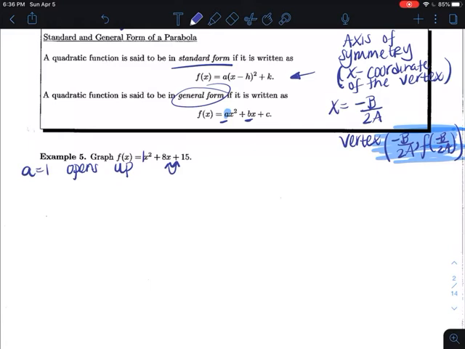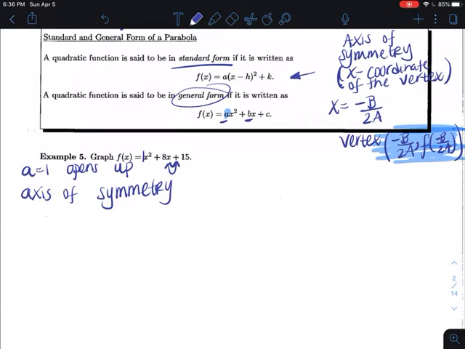Now we want to find the vertex. We can't just look at the equation and identify the vertex. We have to use the axis of symmetry. So let's go to the next step, which is the axis of symmetry. And you'll actually be asked to find the axis of symmetry when you're doing your homework in MyMathLab.